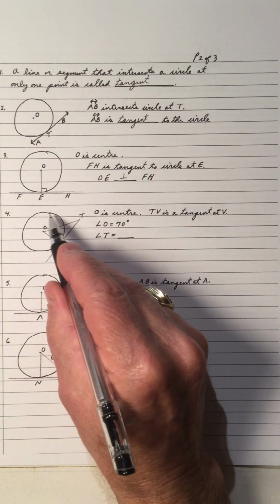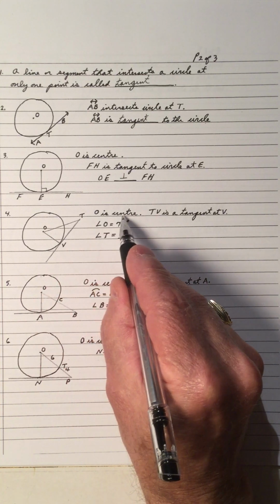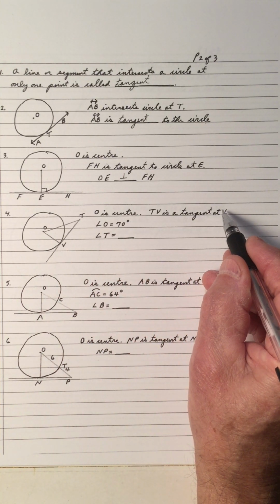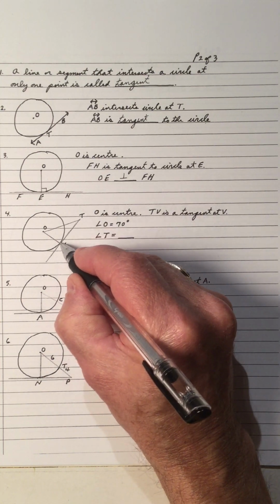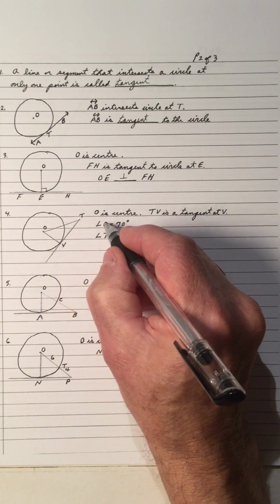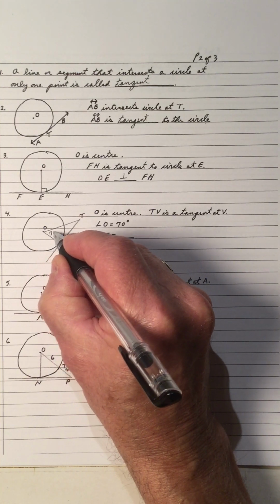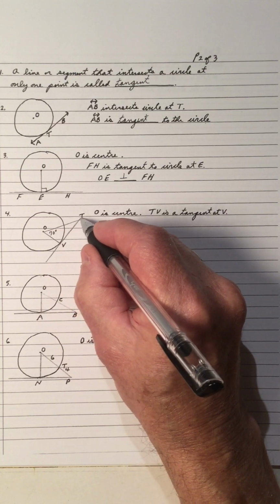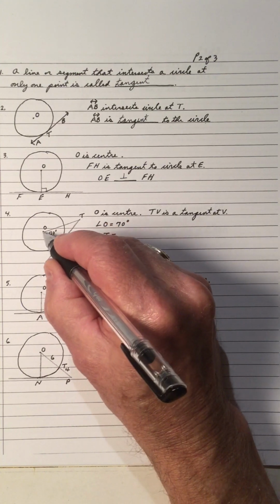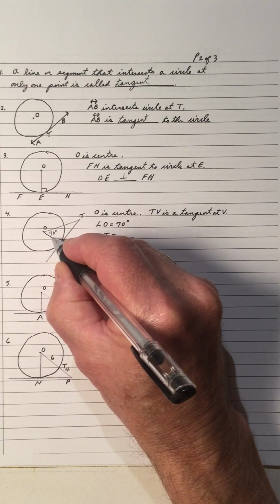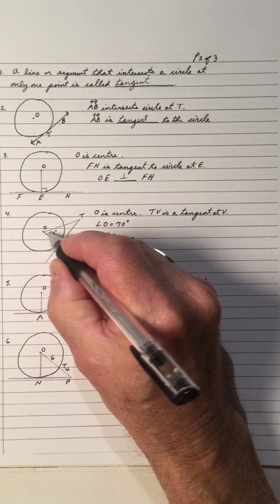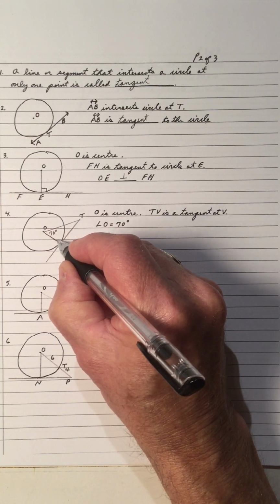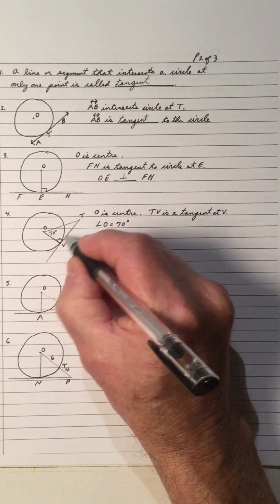Number 4, again we have a circle. We have O as the center. TV is tangent at V. Angle O is 70, so that's 70 degrees. We've got to find angle T because this is a tangent at V. This is the center of the circle, so this segment comes down, and the radius and the tangent hit at point V, so there's a 90-degree angle because they're perpendicular.